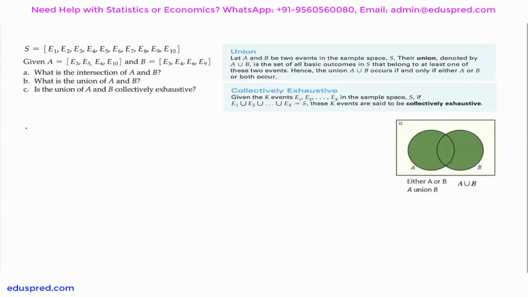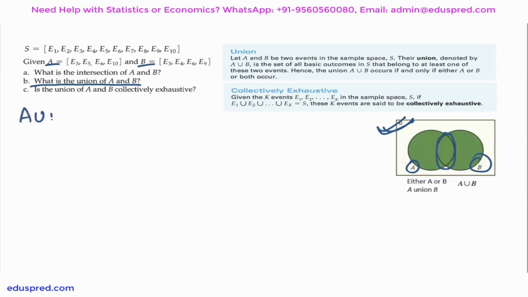The second part of the question asks us, what is the union of A and B? Now, what do we mean by union? If we look at the graph here, A union B represents the area such that the outcomes are either a part of A or a part of B or a part of both A and B. So any outcome which is either in the event A or in the event B or in both the events A and B will form a part of A union B.